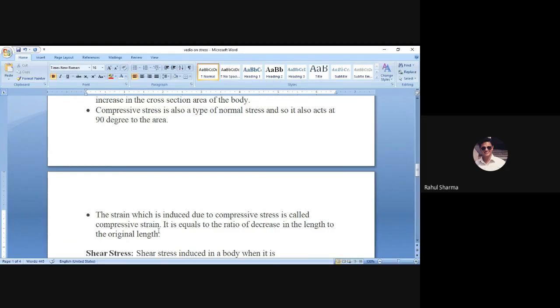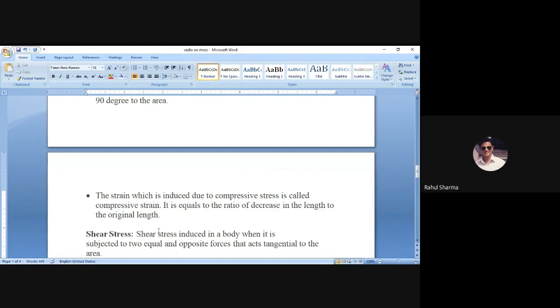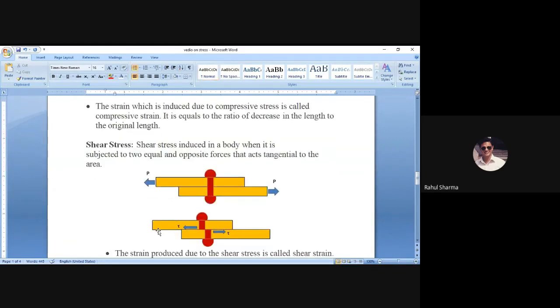Right. So now next let's talk about shear stress. As I have already told you, shear stress acts parallel to the surface. Now you can see here two metallic plates which are joined by a rivet joint. The red color joint is the rivet joint. And you are applying a load P in this direction.